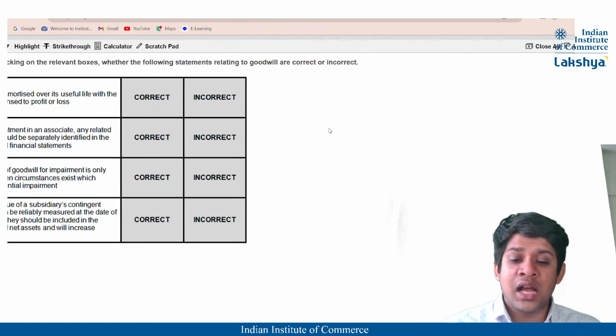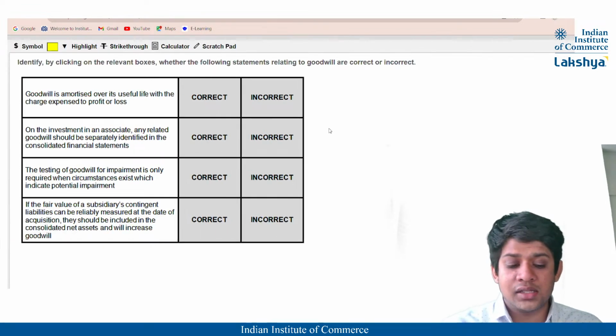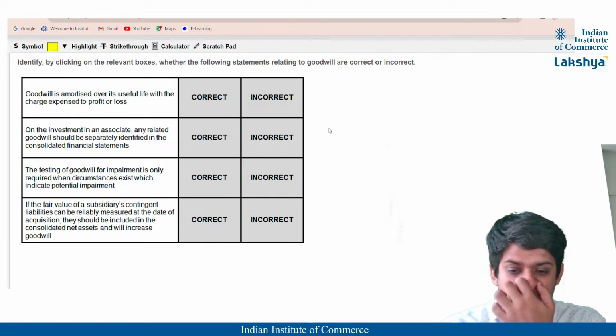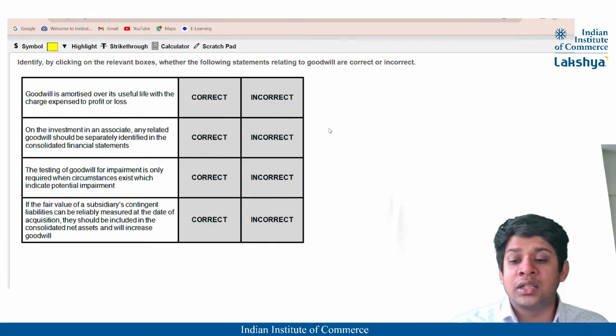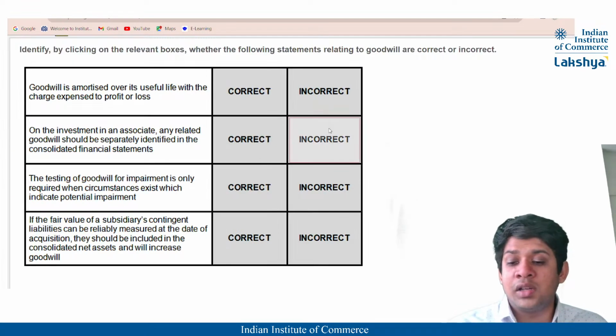Okay. Now this is the last question for your section A, guys. After this, we are going to jump to section B. Identify by clicking on the relevant boxes whether the following statements relating to goodwill are correct or incorrect. Okay. So you have to just identify, by clicking the relevant boxes, whether the statements regarding goodwill are correct or incorrect.